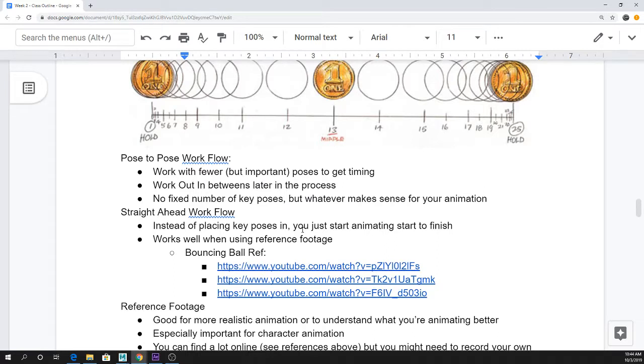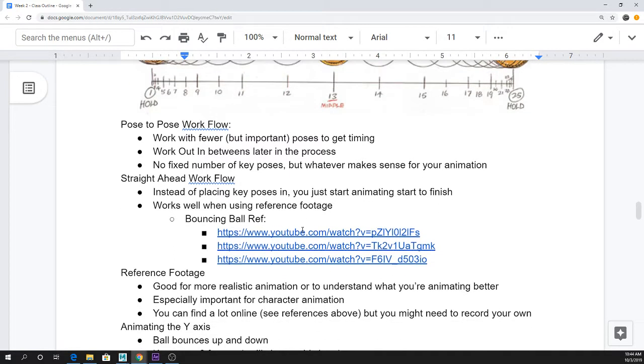And then just two different workflows, which are part of the 12 principles, which seems weird to me, but whatever. There's pose to pose, which is what I'm going to be showing you today for the bouncing balls. It's basically putting in a few keyframes and working on a whole rough animation at once, with a few keyframes to get key poses in place, and then going out and smoothing out the interpolation between those keyframes as part of the refining process.